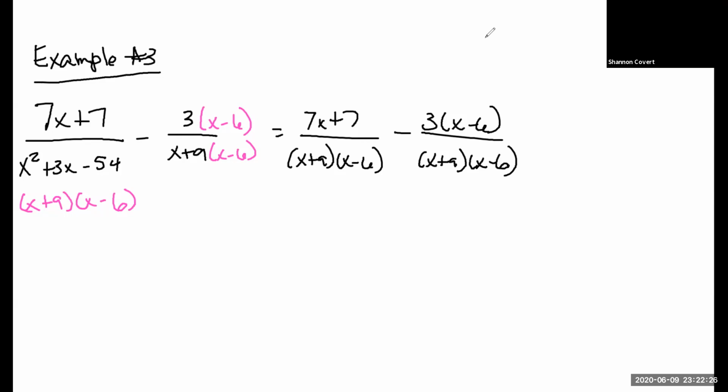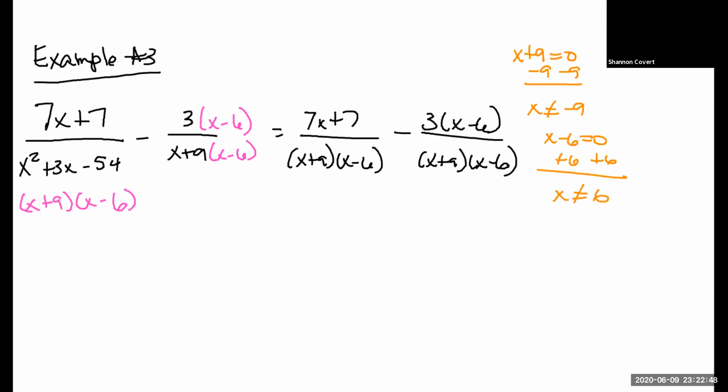We'll do the restrictions. My first restriction is x + 9 = 0. Subtract 9, x cannot equal negative 9. My second restriction is x − 6 = 0, so I will add 6 to both sides. x cannot be equal to 6.